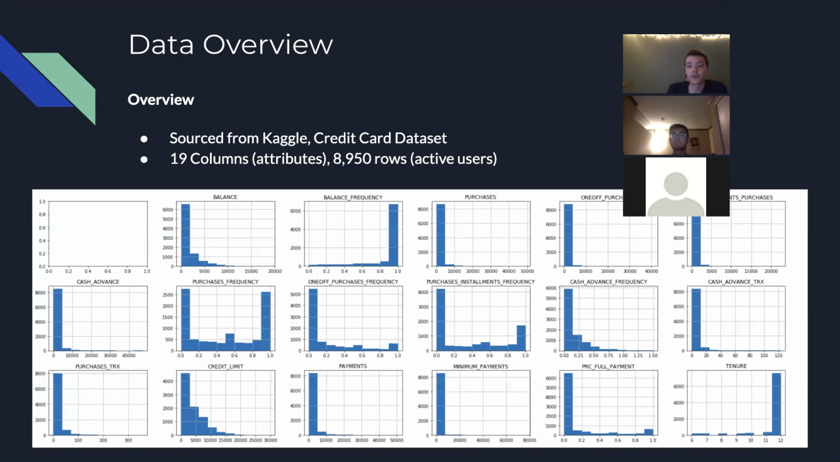The data was sourced from a Kaggle set called Credit Card Dataset for Clustering. There are 19 columns with around 9,000 rows, each of which are customers of the credit card company. Here's a visualization of all 19 attributes. For time's sake, we can't dive into each one, but they're fairly expected if you think about the information a credit card company would collect on each customer.